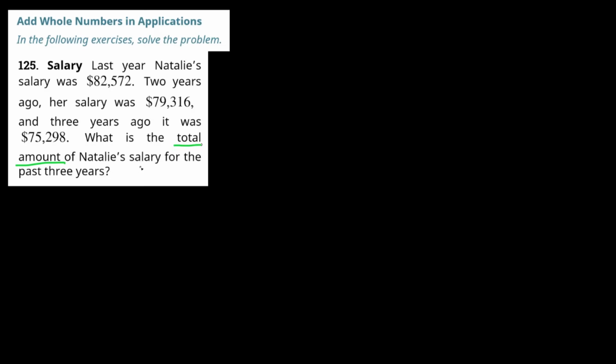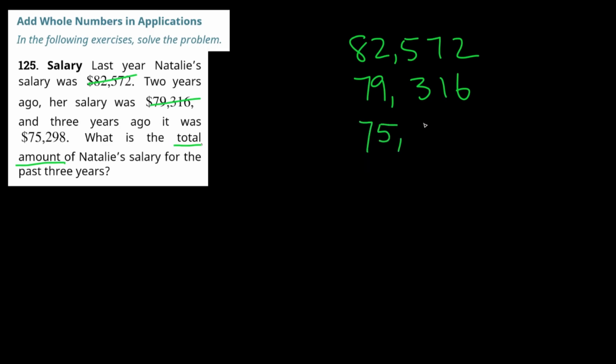So what are we adding? We are adding Natalie's salary for the past 3 years. So we have 3 salaries here, and we want to add them together. Our first one is $82,572. And we have $79,316. Let's cross those out. And then we have our last one, $75,298. We want to add these together.